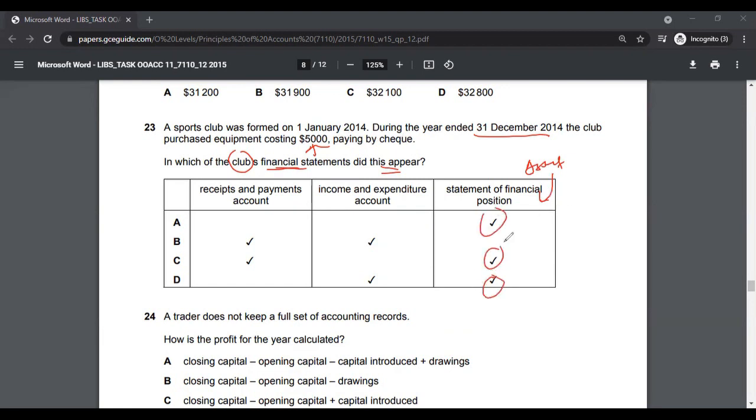So now you have three options, of course, right? You can definitely eliminate B. This will never appear on the income statement. So you can cross out option D as well. And if you look at options A and C, it will appear in the receipts and payments account because this is like a cash flow statement. So this would be a negative cash outflow. So the answer to multiple choice 23 would be option C.